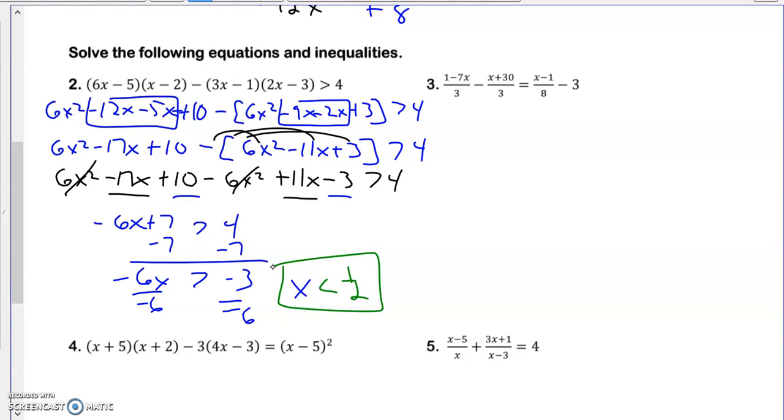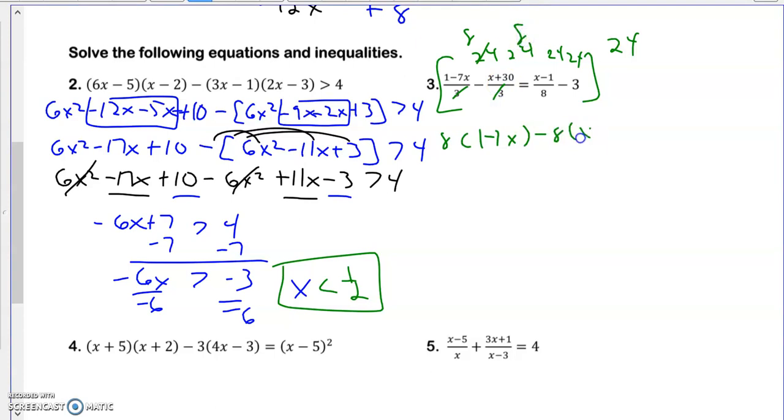Now this one, again, I want to get rid of my denominator. So my common denominator is 24. So I'm going to multiply everything by 24. When I do, this 3 goes into here, and I'm going to get an 8, and then I'm going to put parentheses 1 minus 7x. Then this is going to be an 8 again, minus 8x plus 30, and then equals, 8 goes into here. I'm going to get a 3x minus 1, and then 3 times 24 is a minus 72.